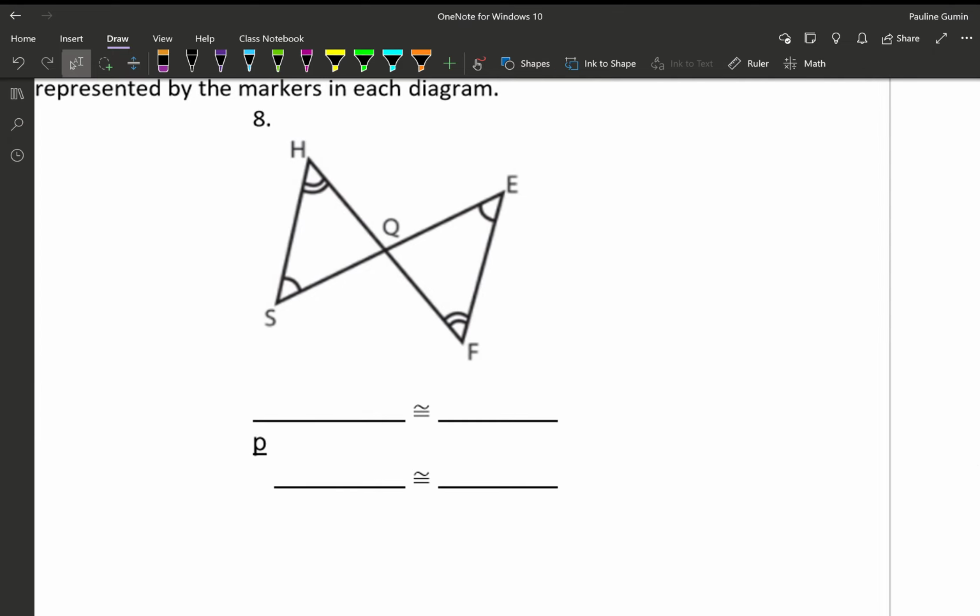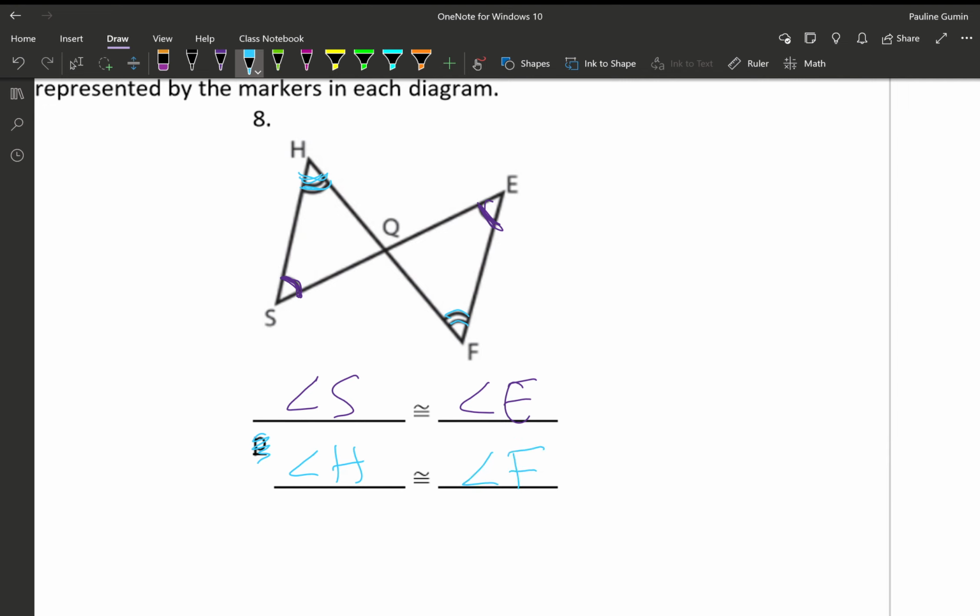Lastly, let's take a look at number 8 with these markings. I see an angle here with 1 arc and over there as well. That's angle S and angle E. I also see an angle marking that has 2 arcs. Angle H, this was an accident, and angle F.